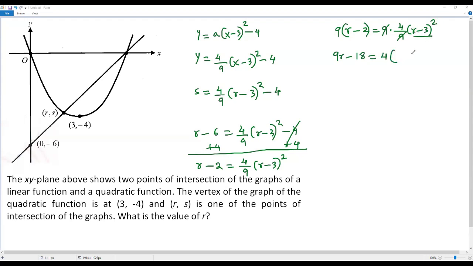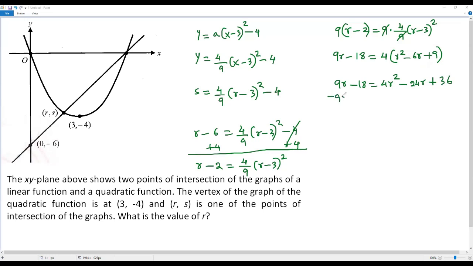We can expand the square of the binomial over here. When I expand this, I am getting r square negative 6r positive 9. Then I'm getting 9r negative 18 equals to, we can distribute this 4 to this r square negative 6r and positive 9. Then I'm getting 4r square negative 24r positive 36.